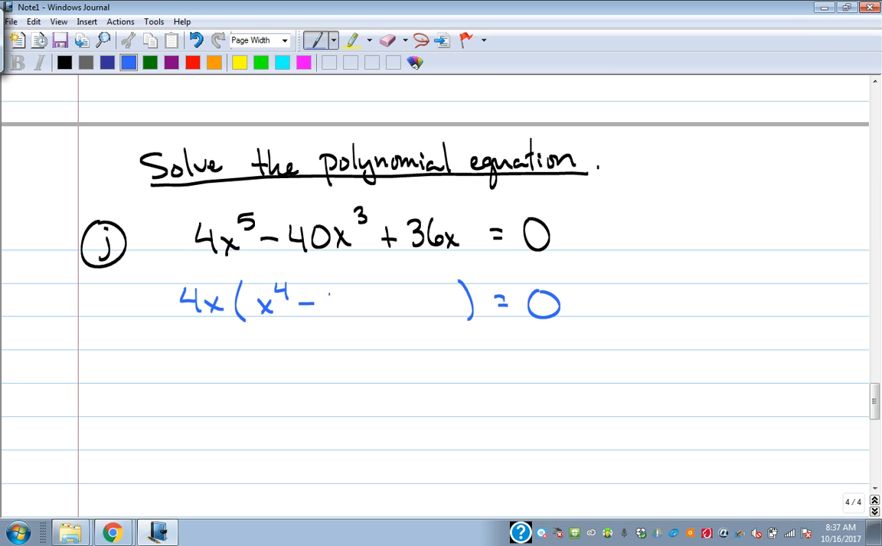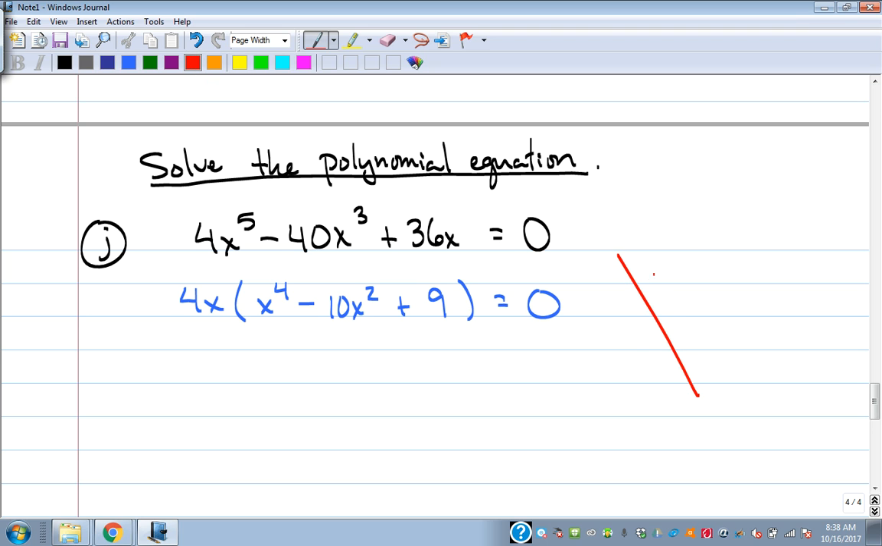X to the 4th. All right. Now, how many terms are in here? 3. So that tells us what method? X method. It looks a little different because it's not a quadratic. It's got an x to the 4th in it, but it's got 3 terms. That still works with the x method.